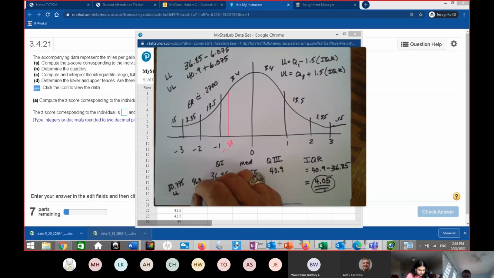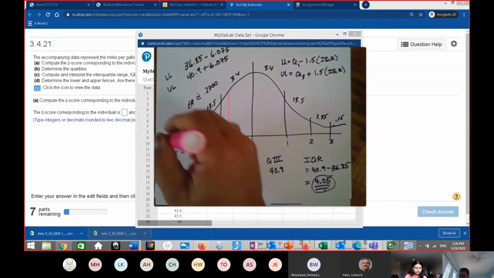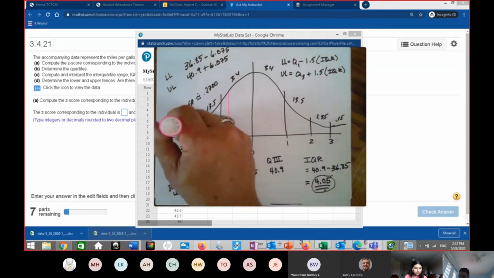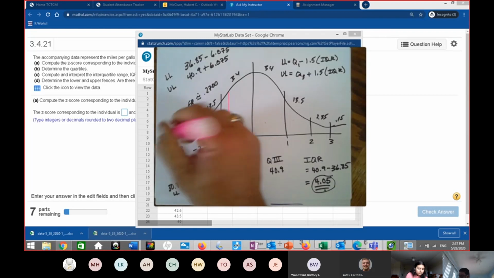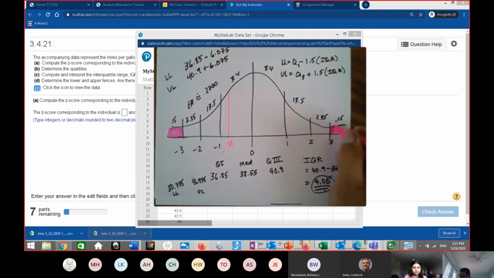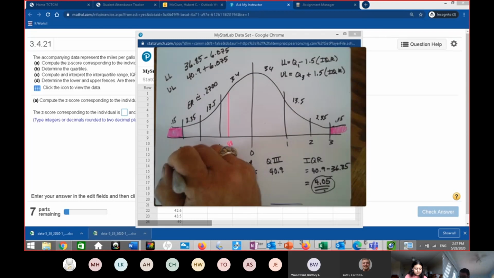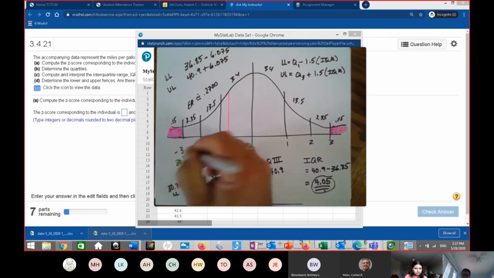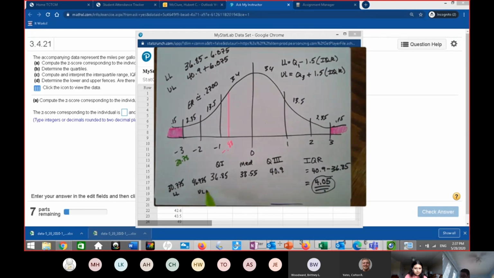That basically tells you where the outliers are. The outliers are right here, after 3 standard deviations. Everybody with me? Yes, sir. They're telling us that the lower limit is 30.78 and the upper limit is 46.98.